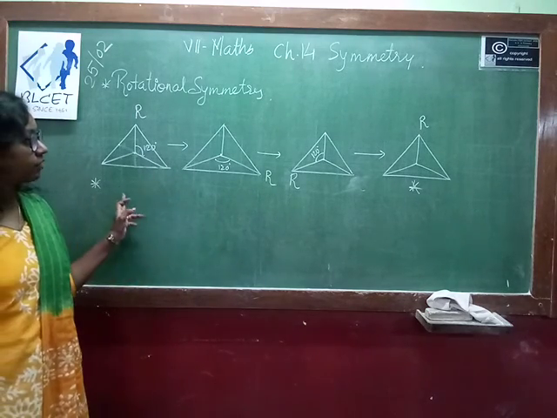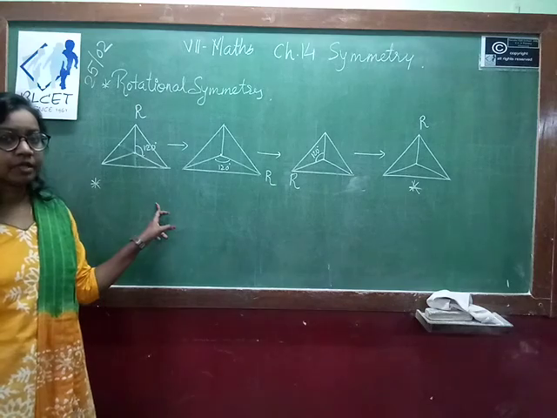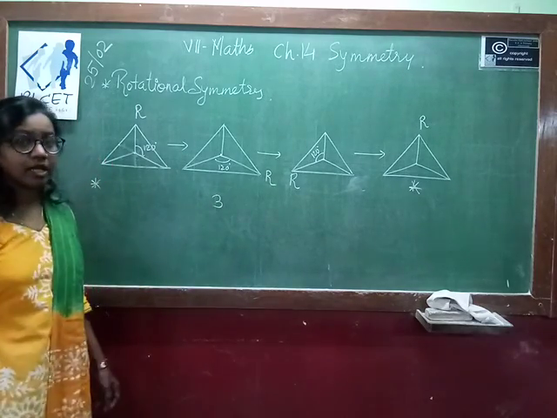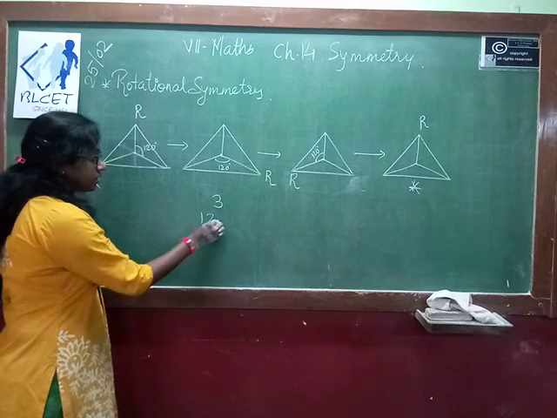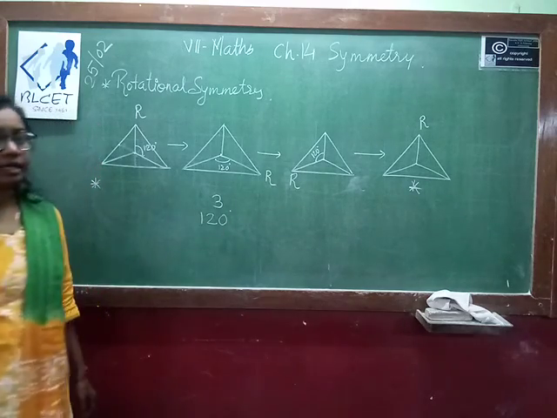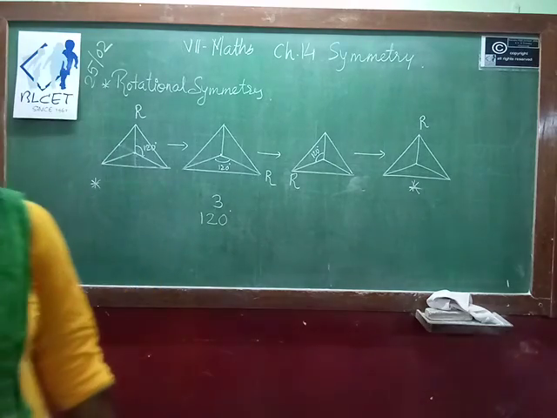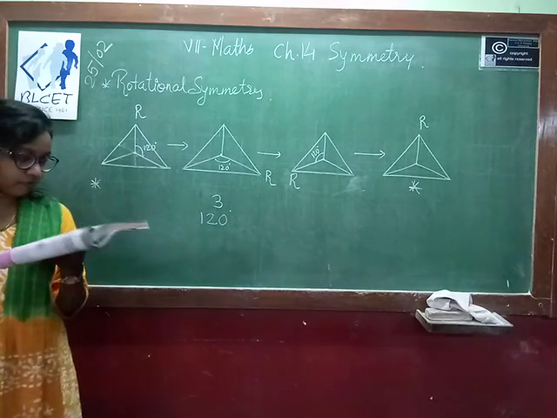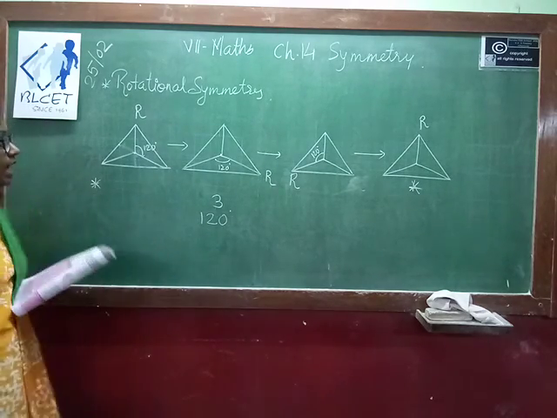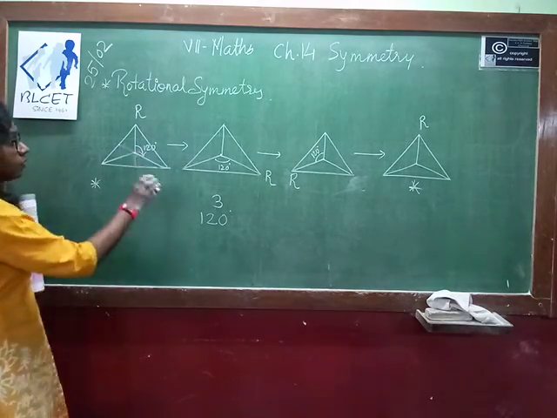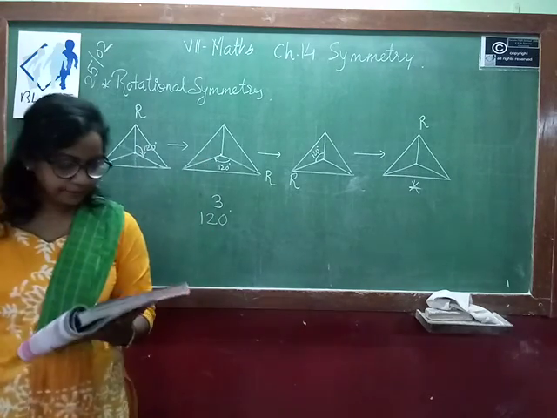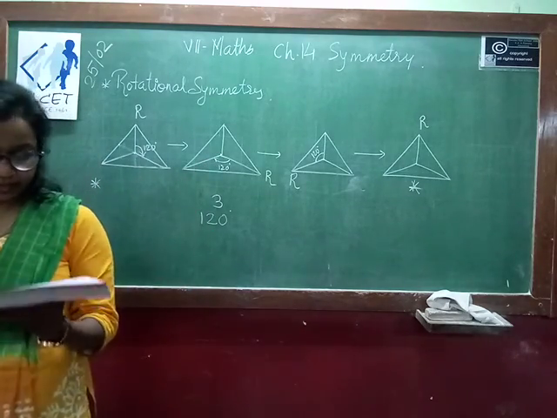So what can we say for this equilateral triangle? The rotational symmetry is of order 3. The angle of rotation is 120 degrees. So this way we can find the rotational symmetry and the angle of rotation. And here we have moved in the clockwise direction. So this way we can find the rotational symmetry.